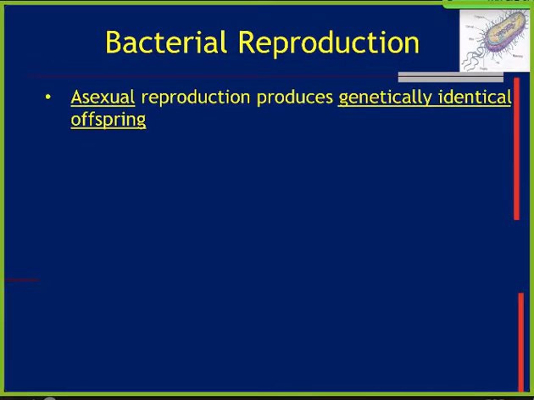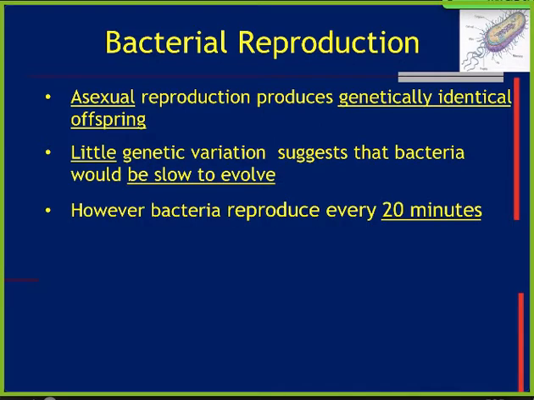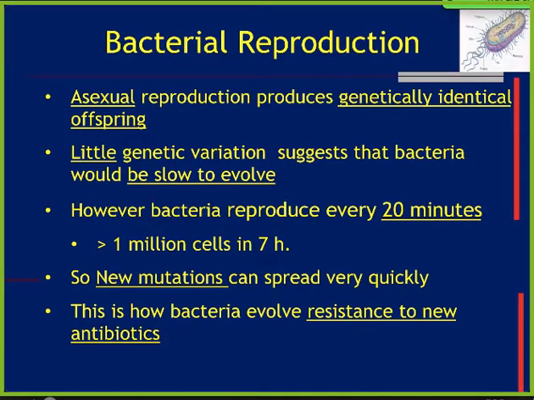Again, we've had this when we did cell continuity, but with asexual reproduction, we get genetically identical offspring. There's little genetic variation, and that would suggest they're slow to evolve, but actually the reality is very, very different. The fact that they reproduce every 20 minutes means that if a mutation happens, then that's going to be passed on. So in 7 hours, you'd end up with a million cells, and new mutations can spread very quickly. And because they reproduce every 20 minutes, that's the reason why they evolve resistance to new antibiotics.